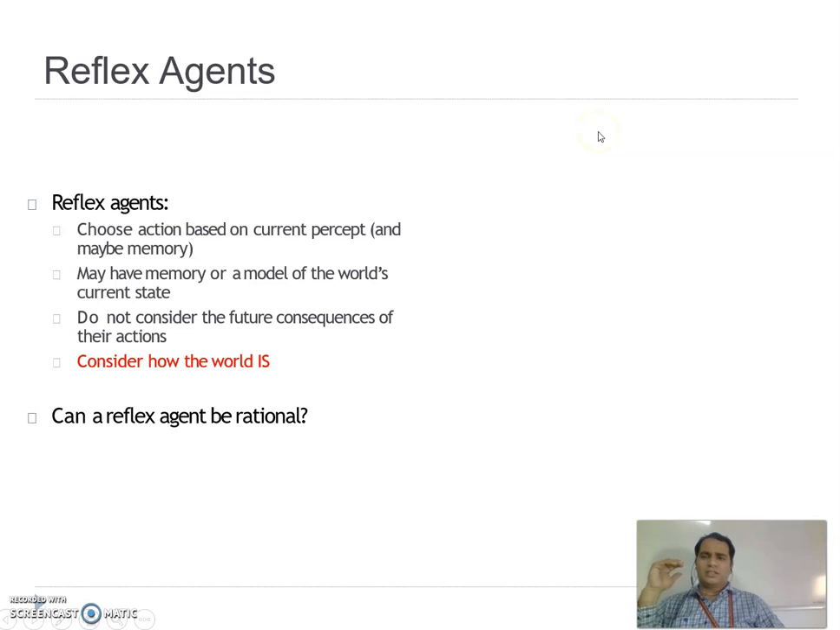Now in general, reflex agents choose action based on the current percept, and sometimes, if they have memory, based on the memory. They may have memory or a model of the world's current state. They do not consider the future consequences of their actions, so they just look at one step. Now you can think, based on these points, can a reflex agent be rational? Please think in this direction.